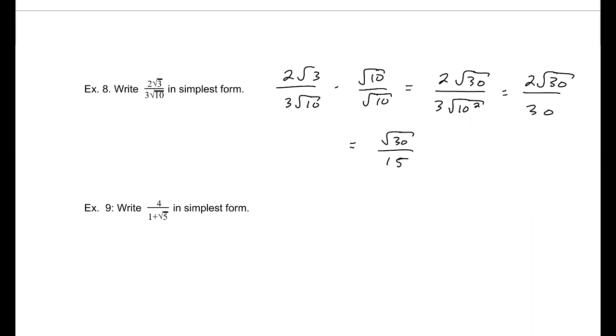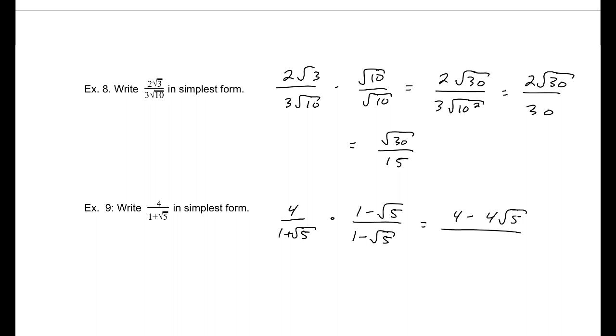Now, example 9 doesn't quite work the same because we don't just have a square root, we actually have a complex radical expression, 1 plus root 5. So what we're going to do is multiply by the radical conjugate. We're going to multiply by 1 minus root 5. Okay, now we're going to see more of this multiplying in the next section. But for the numerator, I'm going to distribute that. It'd be 4 times 1, so 4 minus 4 root 5.